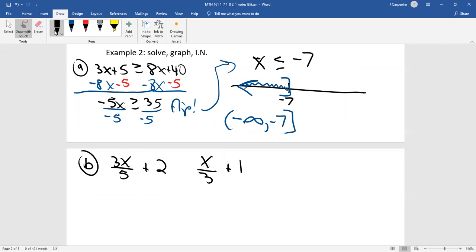Let's make it a little prettier. There we go. 3x over 5 plus 2 is greater than or equal to x over 3 plus 1. So we're going to solve this. We're then going to graph it on a number line, and we're going to put this in interval notation.